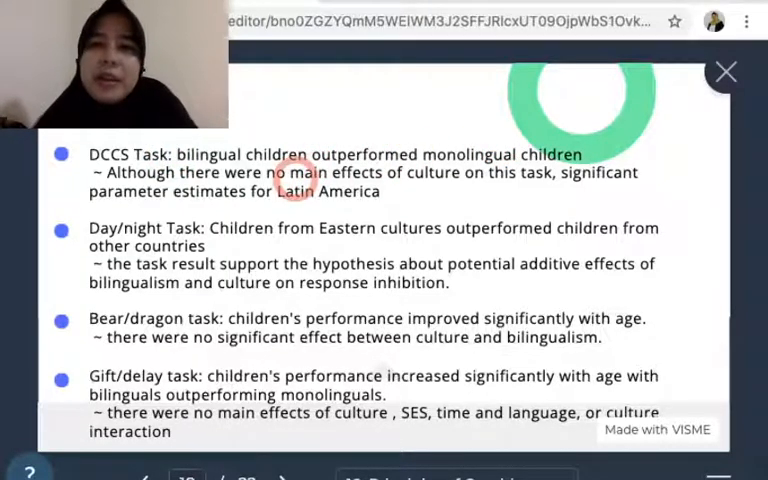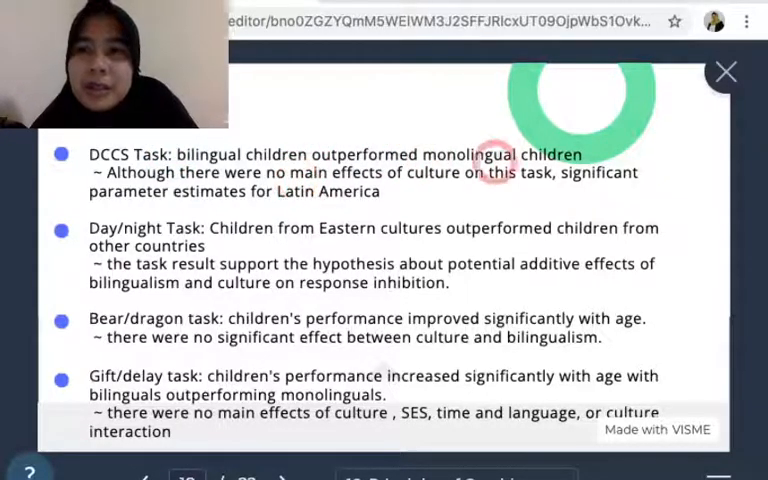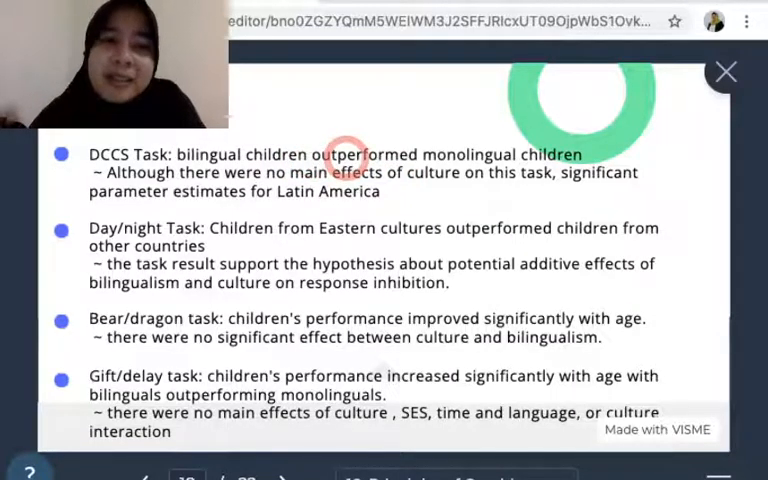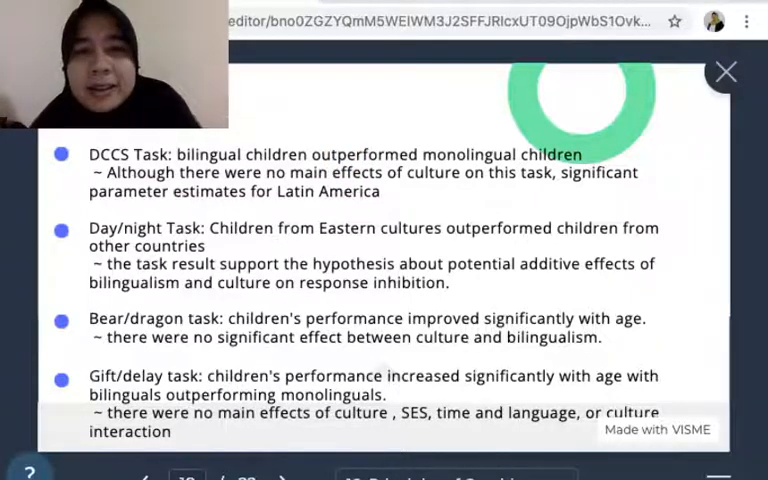There were no main effects of cultures on this task. Significant parameters were estimated for Latin America. So actually, even though bilingual children outperform monolingual children, there is no significant effect or relation between bilingualism and the cultures.